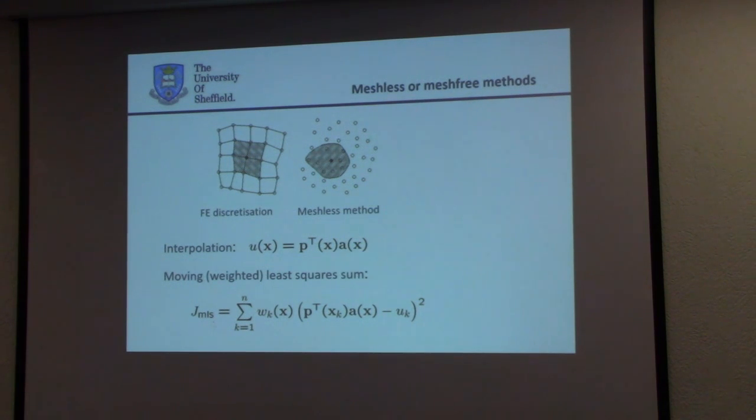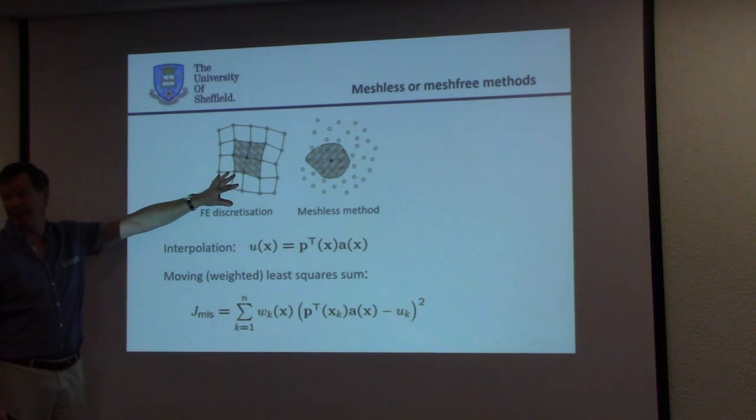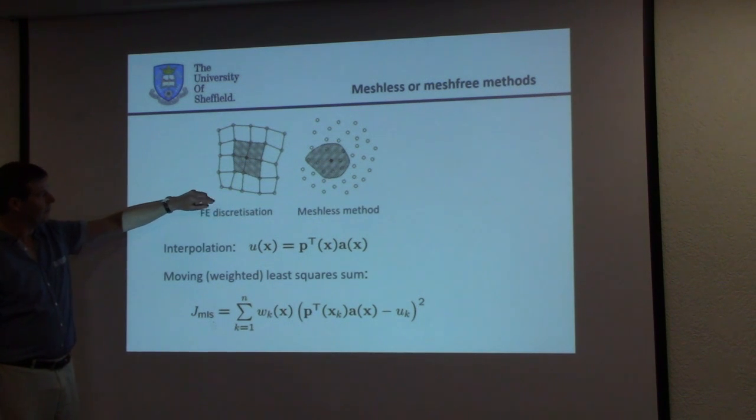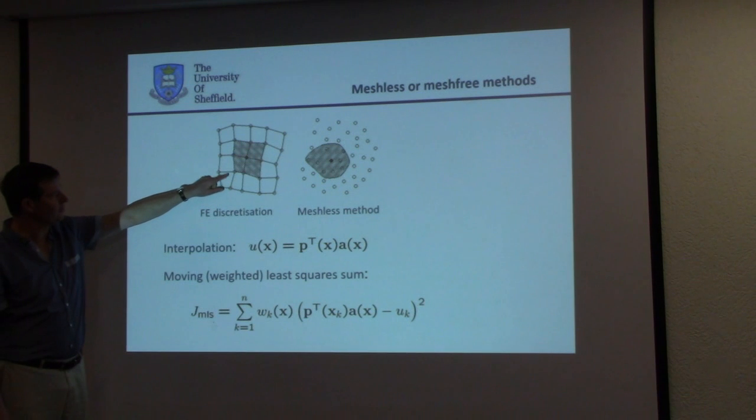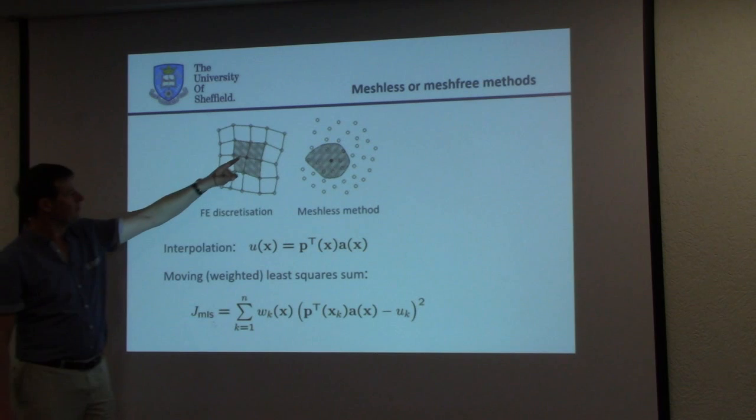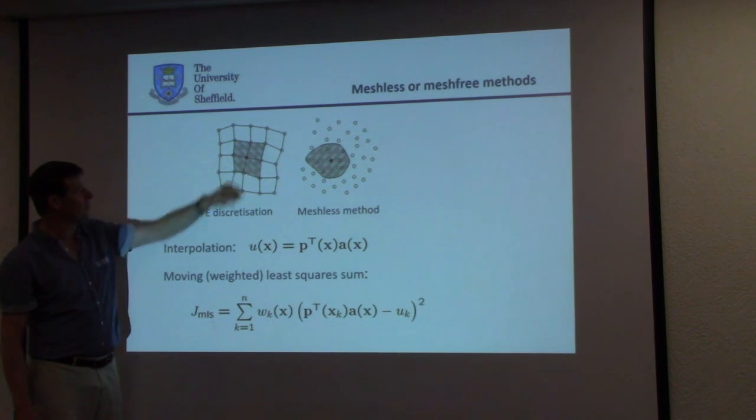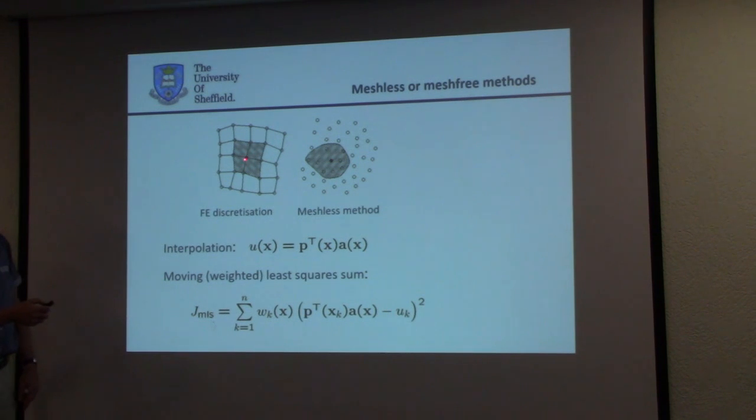Another approach is meshless methods. Traditionally, you have a finite element discretization. That means that we make a number of elements here. So here we have a number of nodes, and this element is connecting all these four nodes. Conversely, when you look at this node here, this node has shape functions non-zero in all the gray domain here.